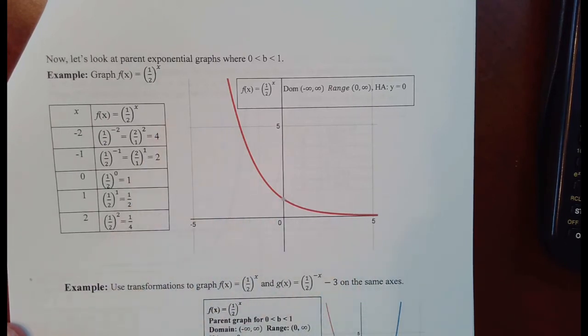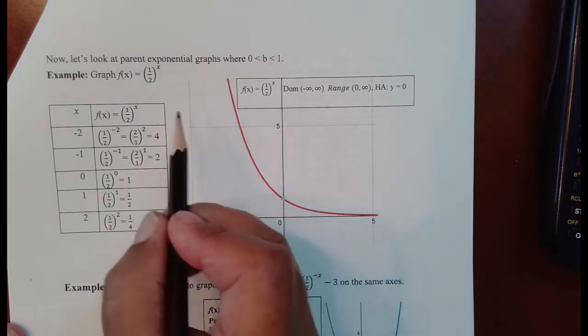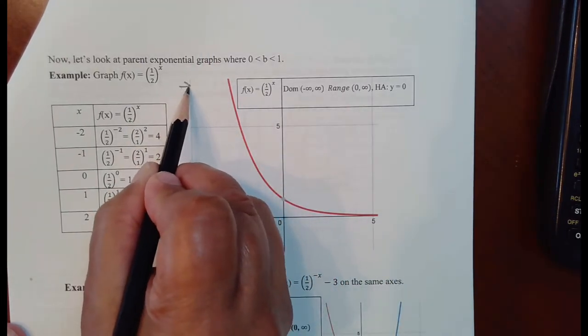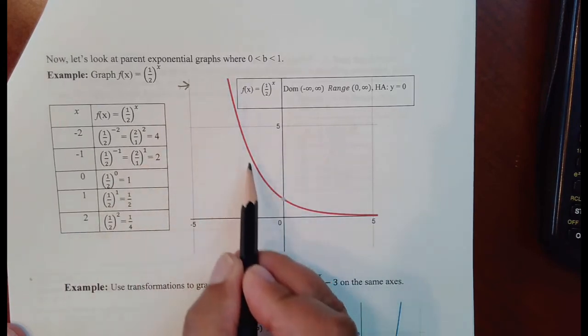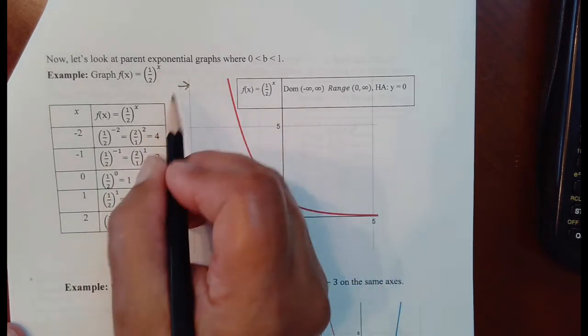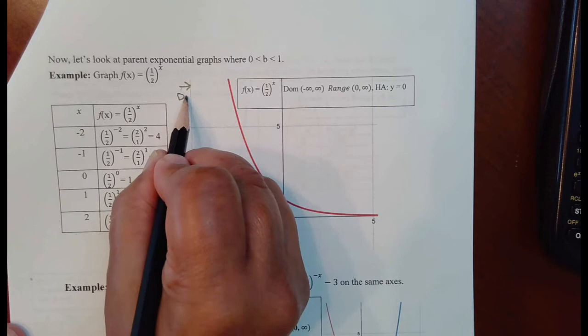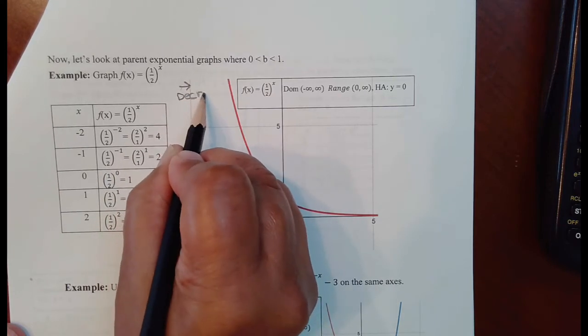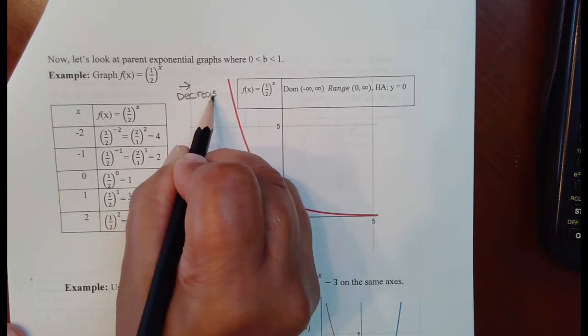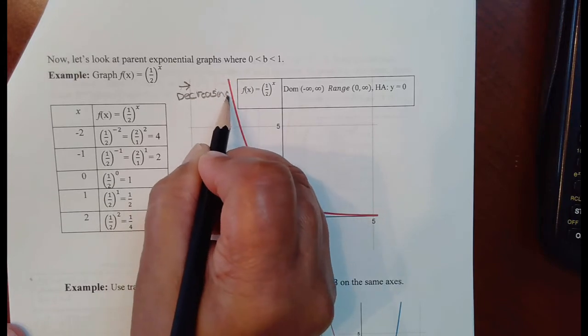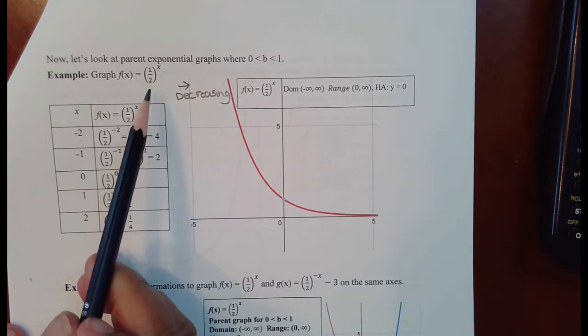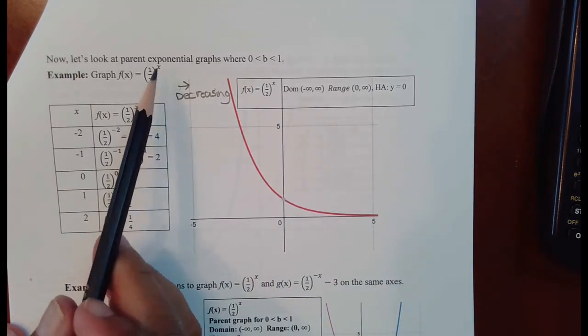And I just wanted to point out that your graph will be decreasing when the base is a fraction where the top is less than the bottom. Or if the base is an integer and the exponent is negative, those also create a decreasing graph with respect to the y value. So again, I have the tables here.